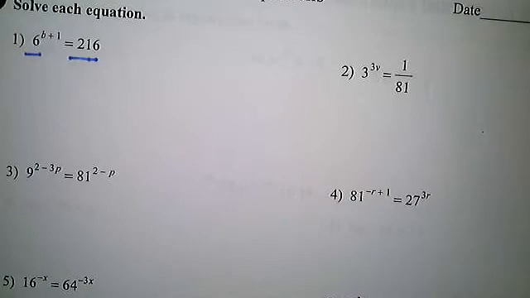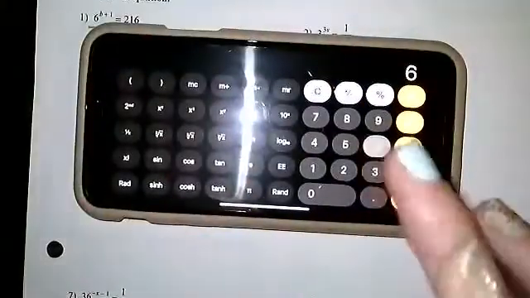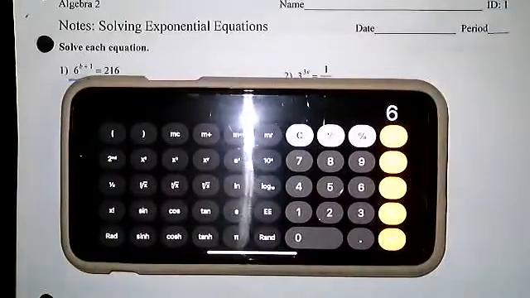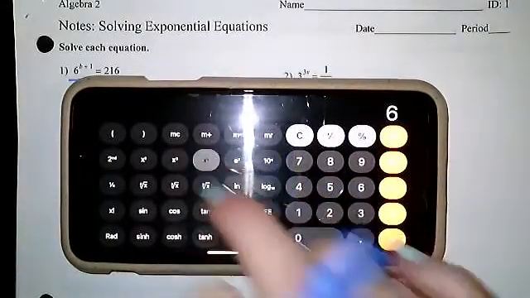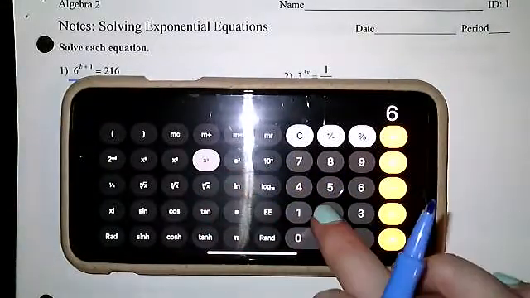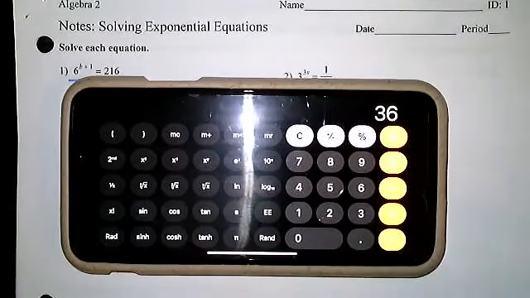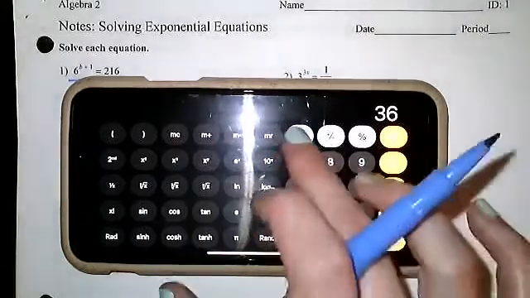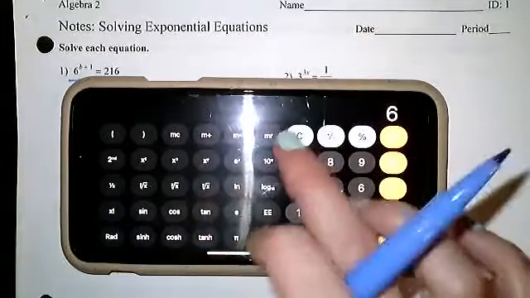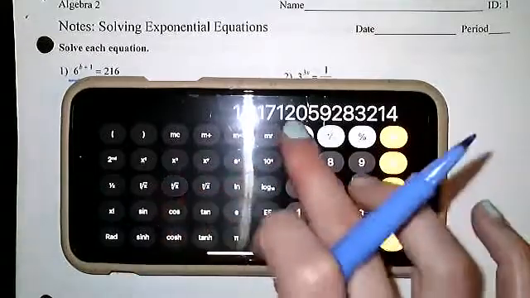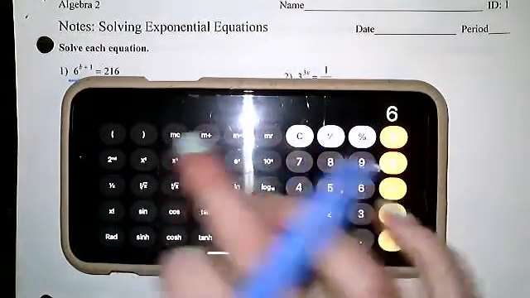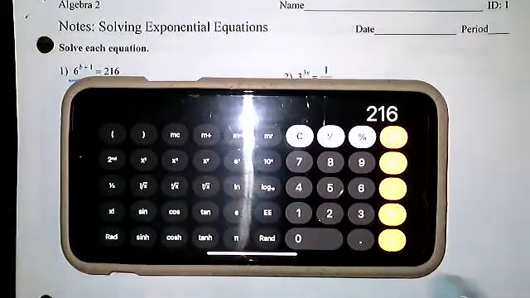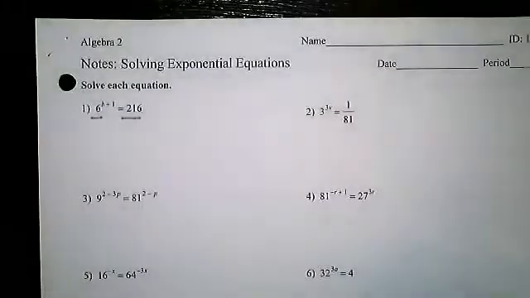Mine's a little dirty. Let me give it a little wipe there. So we could do 6, and if we want to raise it to an exponent, we would hit our exponent button, and we could try various powers of 6 until we get to 216. So I know it's got to be a little bit bigger than 6 squared. So I can try 6 to the third, which is 216.